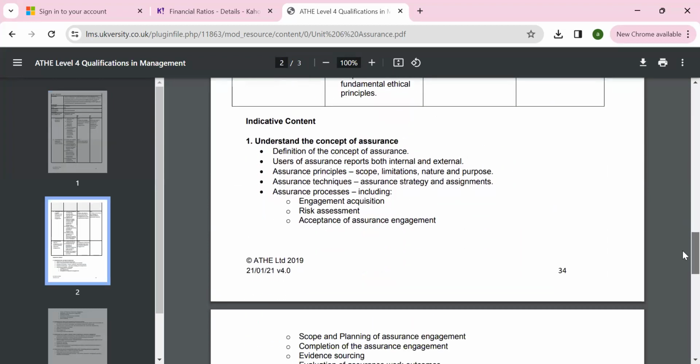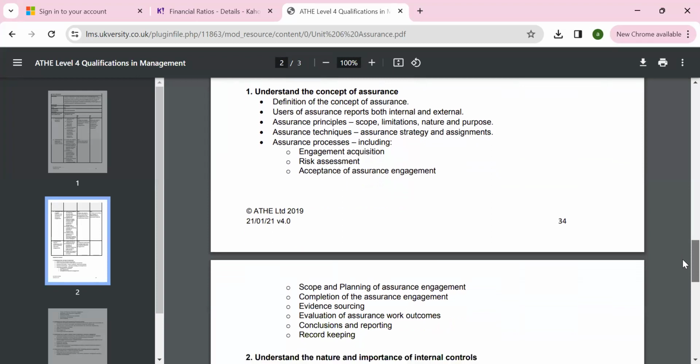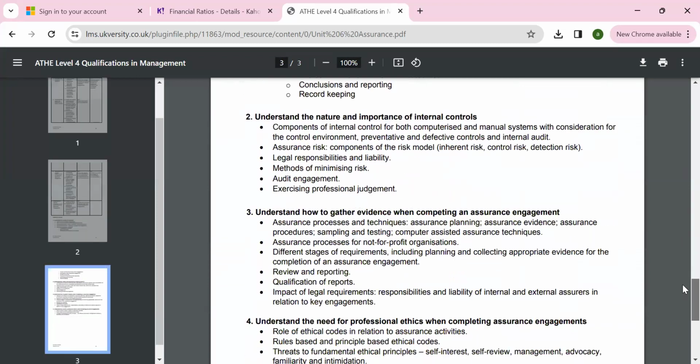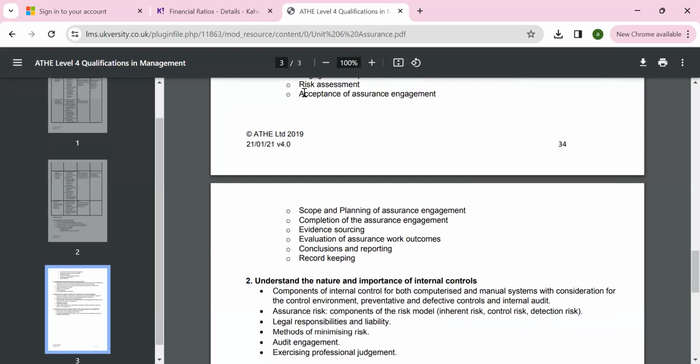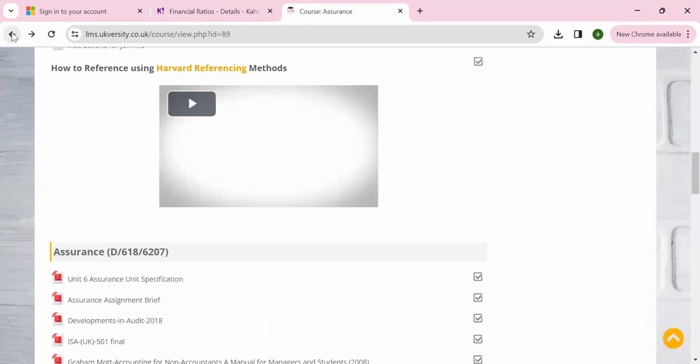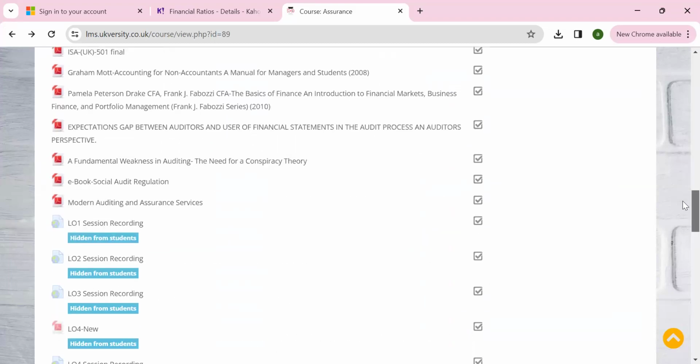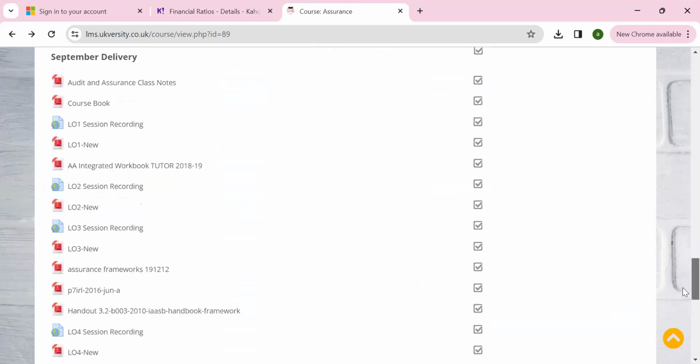Then we have indicative content. Our oral discussion will cover defining the concept of assurance, internal and external assurance reports, assurance principles, limitation of scope, and engagement acquisition, risk assessment, scope planning, and evidence sourcing. These are all the keywords that will be in our lessons, and those are what we need to focus on. Okay, we'll move to our LO1, learning outcome one, which will start now.